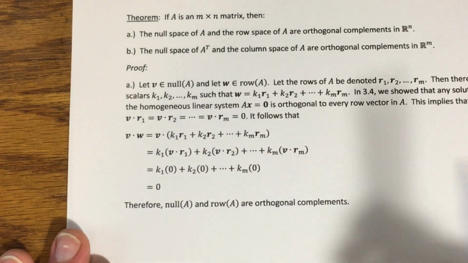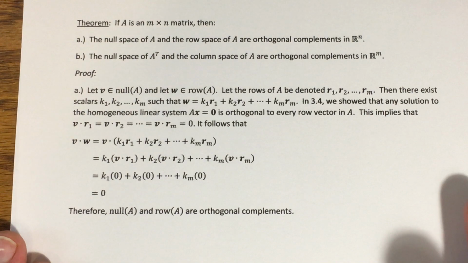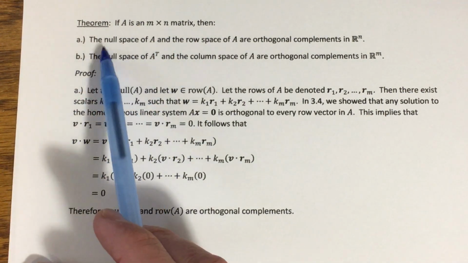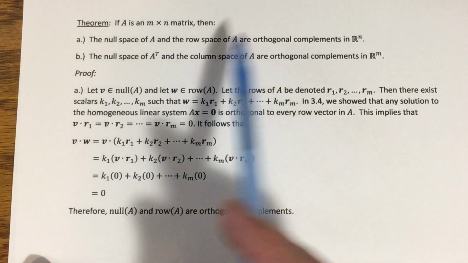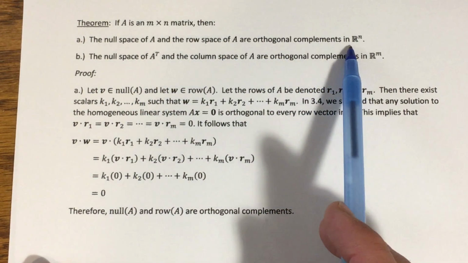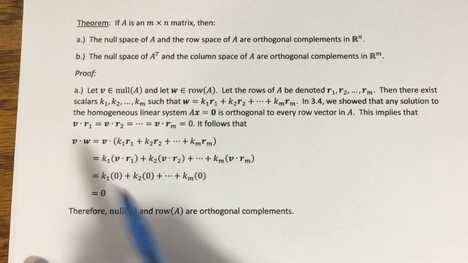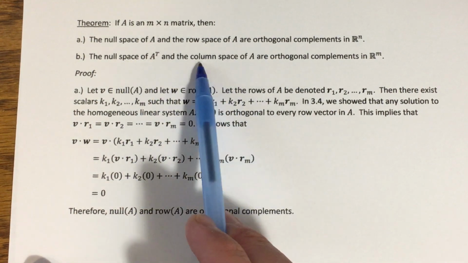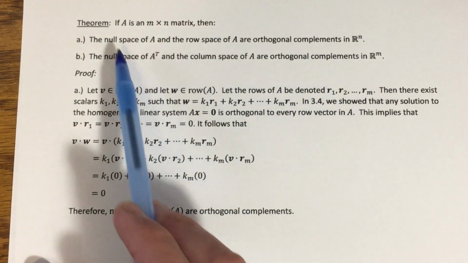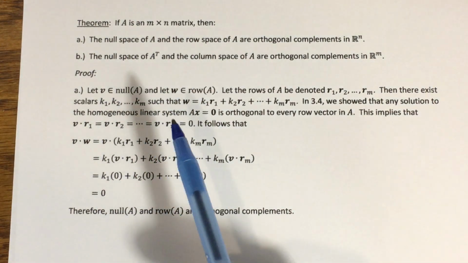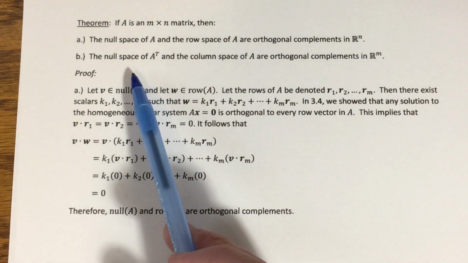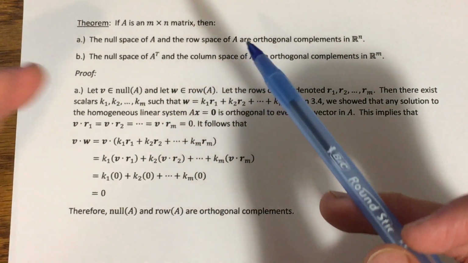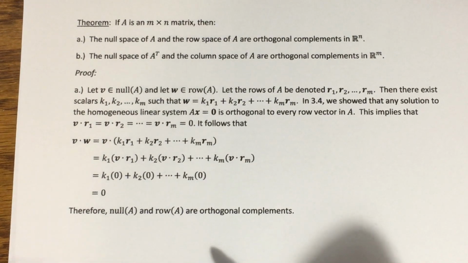Okay, here's a theorem that we will prove. And it also uses something that we talked about in chapter 3. It says if A is an m by n matrix, then the null space of A and the row space of A are orthogonal complements in Rn. That's why we're talking about this here. In addition, the null space of A transpose and the column space of A are orthogonal complements. So notice all four of our fundamental matrix spaces are making an appearance here, and certain pairs of those are orthogonal complements of each other.